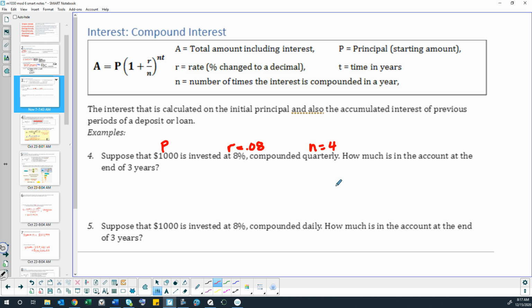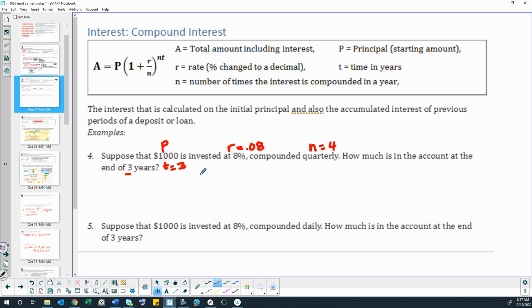Some of the other words you might want to pay attention to: annually would be N equals 1, semi-annually would be N equals 2, monthly would be N equals 12, weekly would be N equals 52, daily would be N equals 365, etc., right? How much is in the account at the end of 3 years? So T is 3.